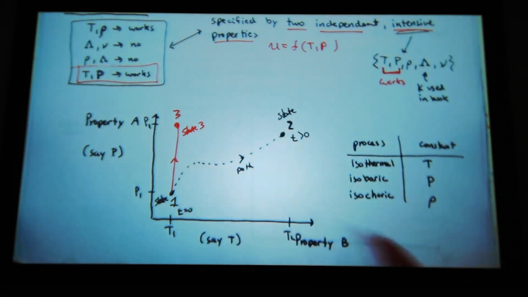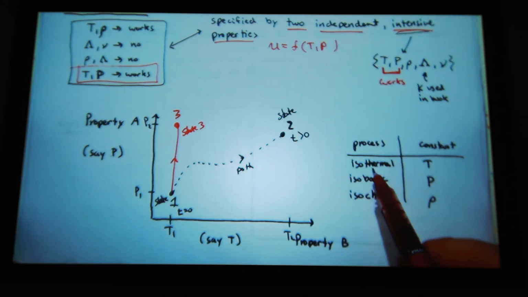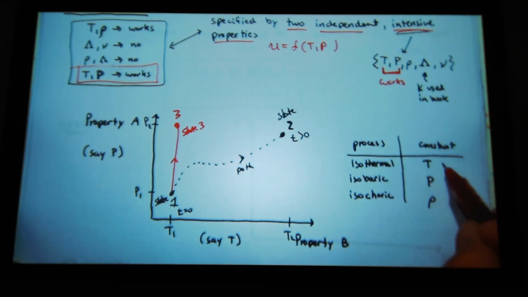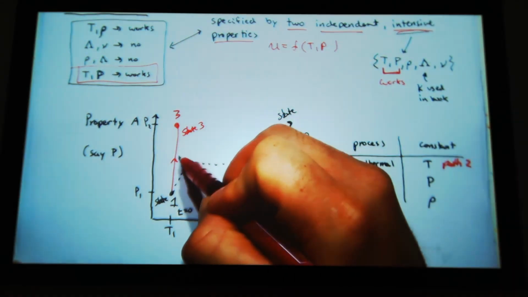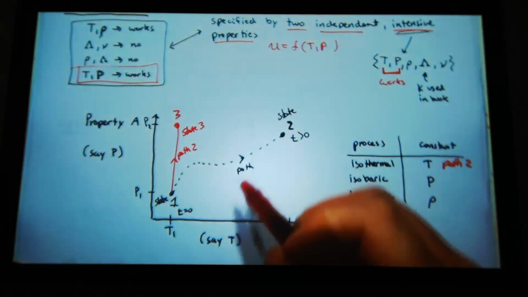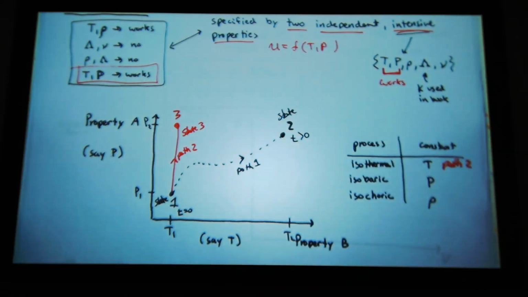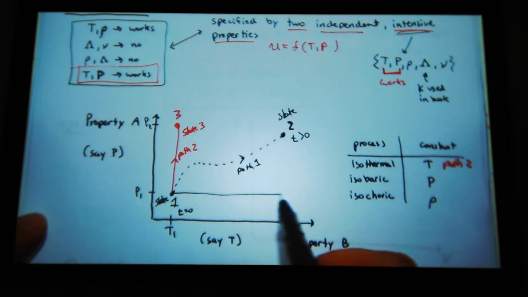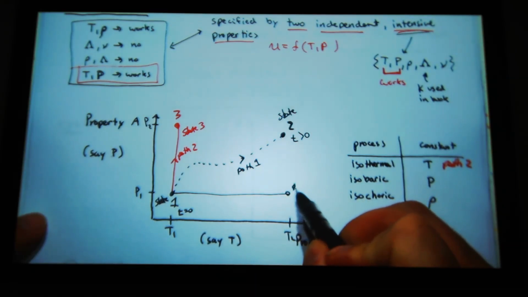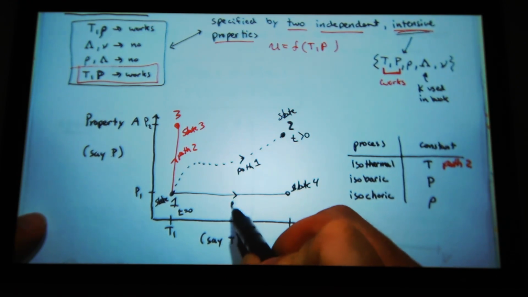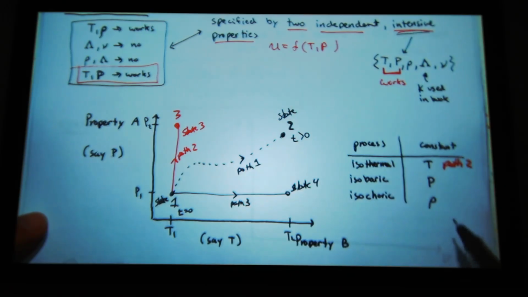So these paths can change. So the path process, I can have an isothermal process, constant temperature. I'll just say path 2 and path 1. Isobaric, constant pressure. Isochoric, constant density. So let's just draw one that's isobaric. State 4, path 3. Okay. Get the general idea.